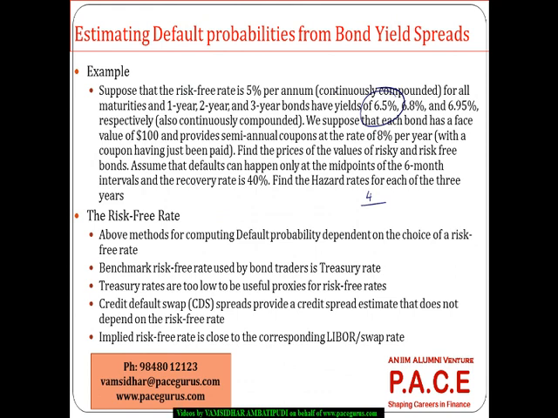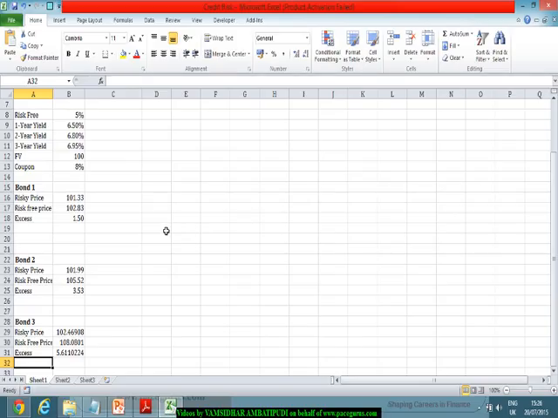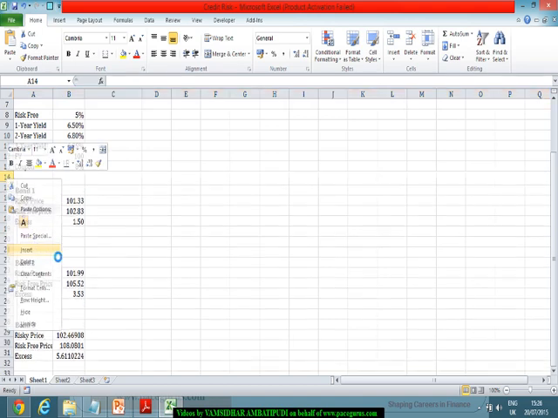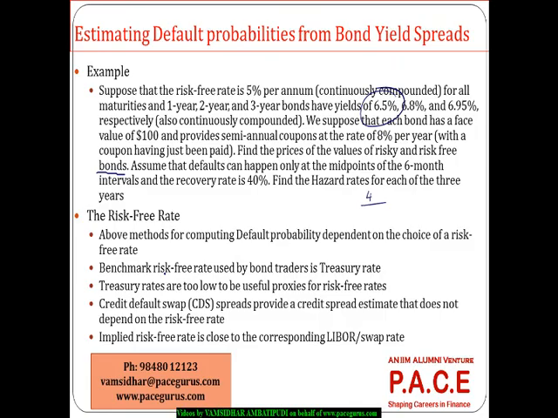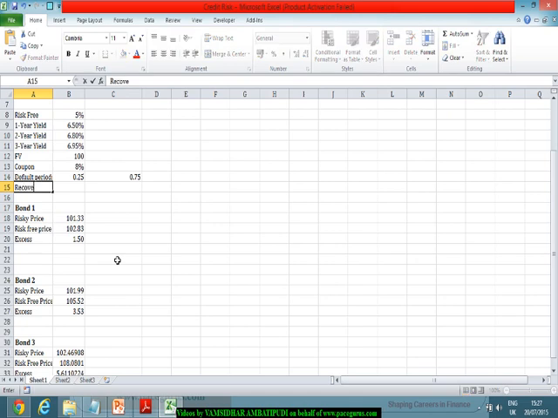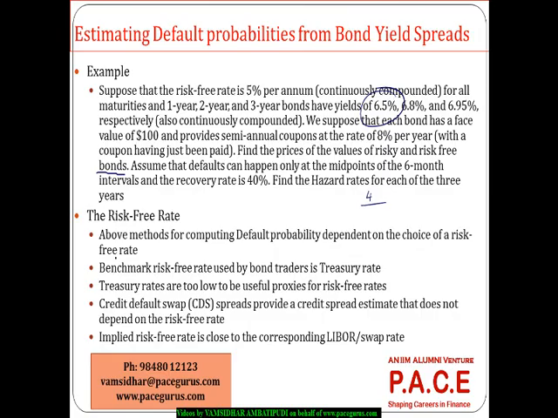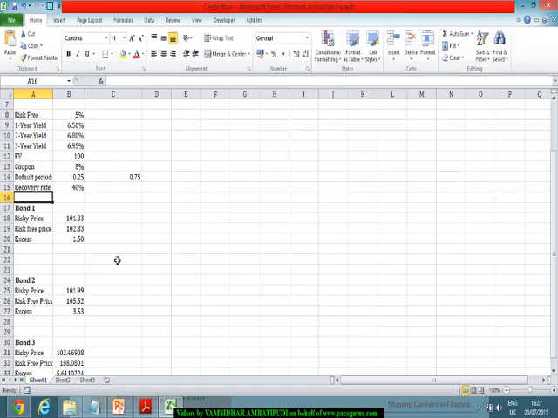So we have found the values of the risky and risk-free bonds. Assume that the defaults can happen only at the midpoints of the 6-month intervals. So the default period is either after 3 months, which is 0.25 years, or after 0.75 years, or probably 1.25, something like that. Recovery rate is 40%. So this is one more piece of information that we have. Find the hazard rates for each of the 3 years.